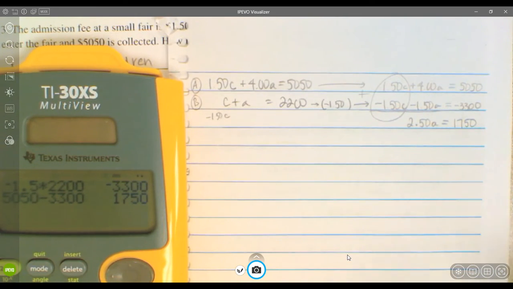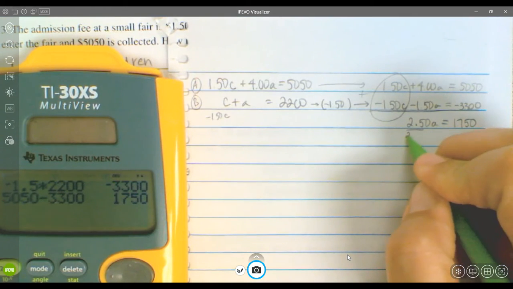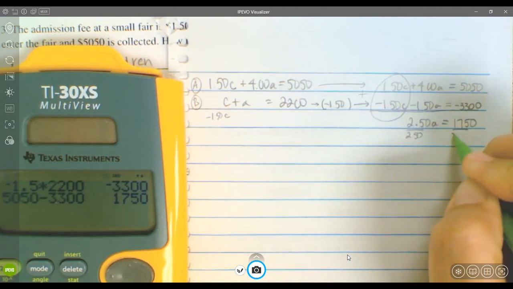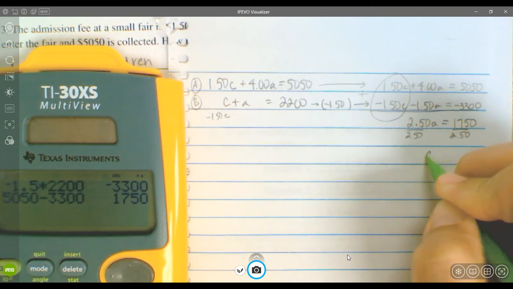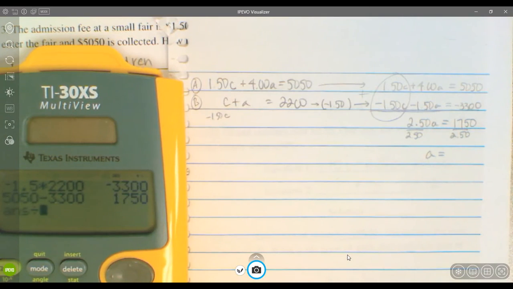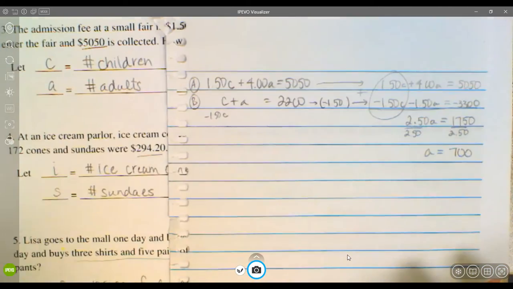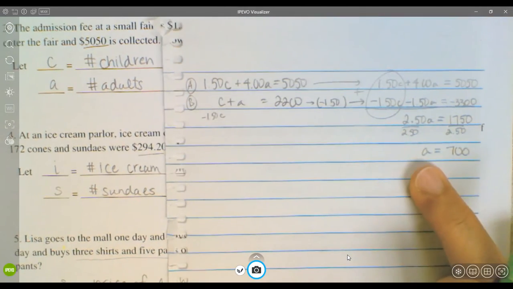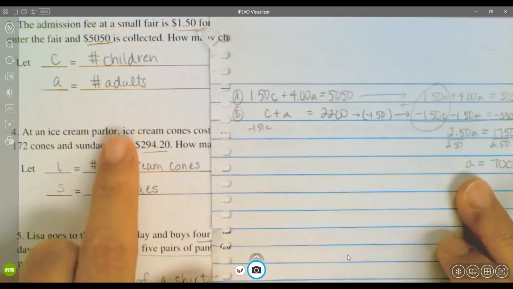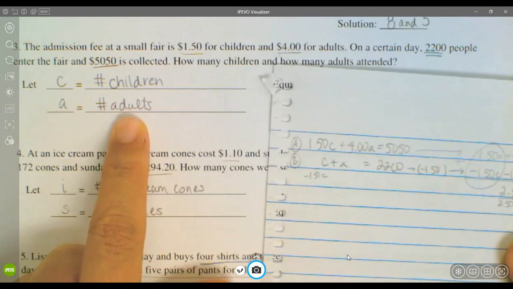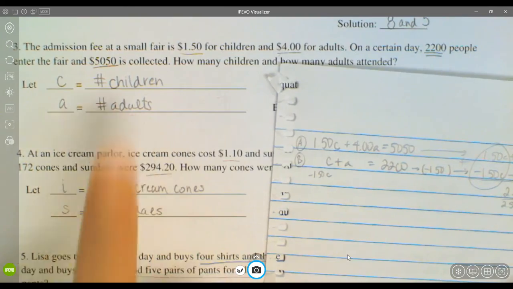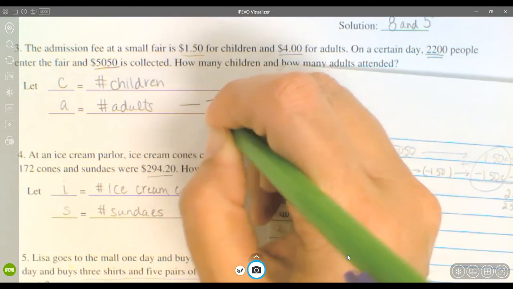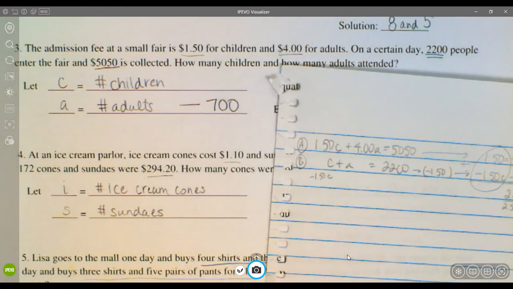And so now to solve for a, we'll divide both sides by $2.50. And I find that a equals 700. And I got so wrapped up in solving it, I forgot what a equals. But I'm so glad that I defined it. So I know that there are 700 adults.